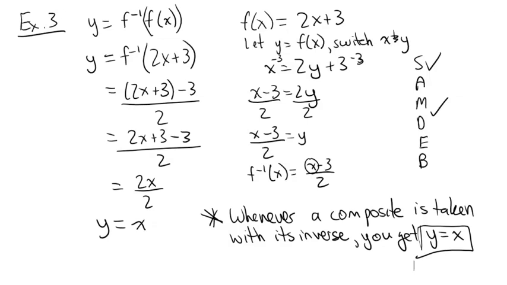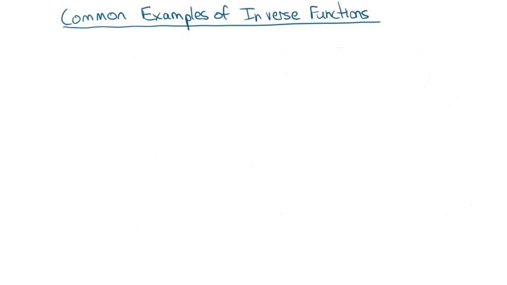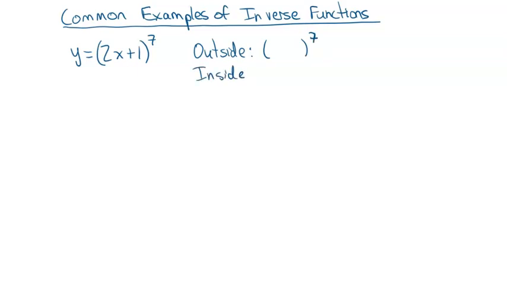There you go. All right, the last thing I'm going to do in this video is just give you some common examples of composite functions and describe what the inside function is and the outside function is, and then we'll be done. So y equals (2x plus 1) all to the power of 7. The outside of this would be to the power of 7. And then the inside of this would be 2x plus 1.